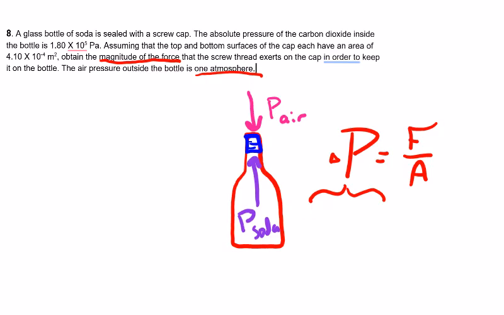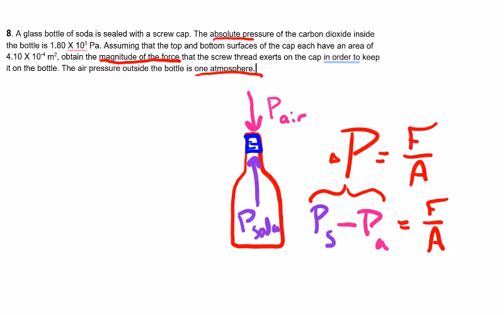Or actually, more than likely, the pressure of the soda is pushing with more force, so I'm going to assume that the pressure of the soda is pushing with more force, but I'm going to subtract off the pressure of the air. And that's what I'm going to use for my pressure. I'm going to set it equal to F divided by A, and we should be pretty set.